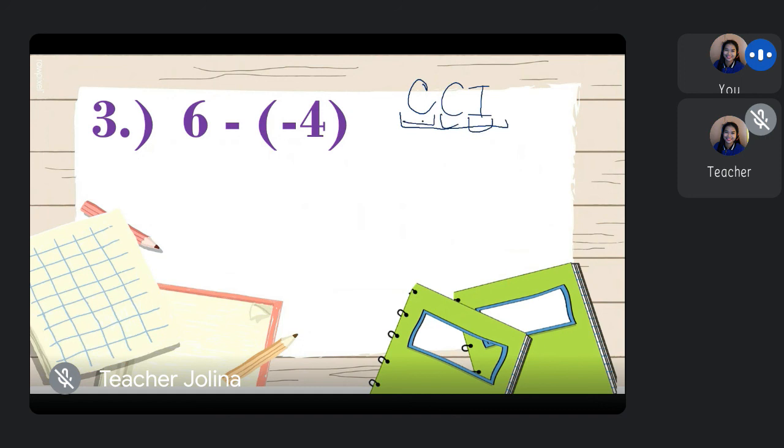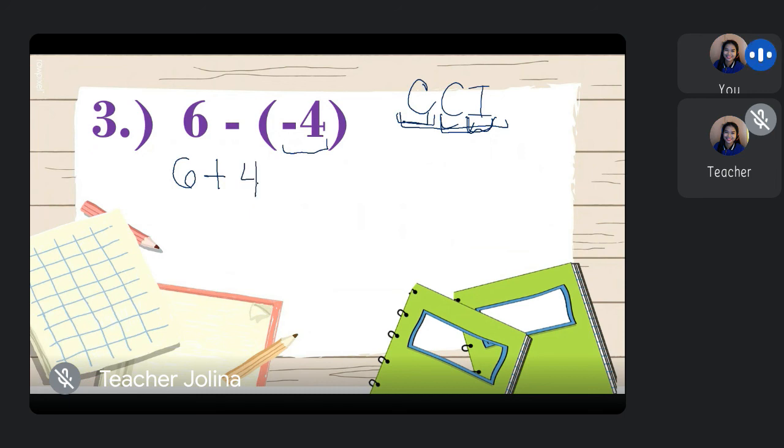Okay? Again, C stands for copy the first integer which is 6. Yung pangalawang C, it means change the operation into addition. And then I, it means inverse. Get the inverse of negative 4. The inverse of negative 4 or kabaliktaran ni negative 4 ay positive 4.